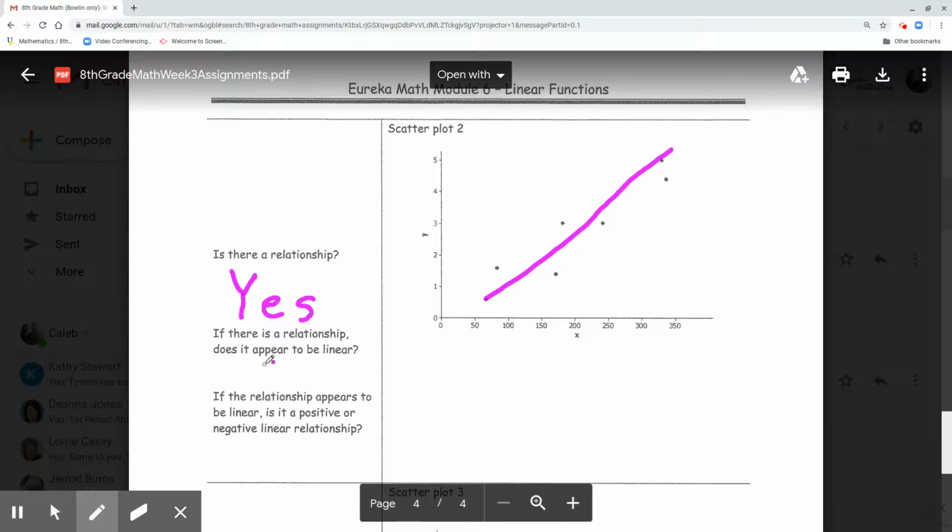And then it says, if there is a relationship, does it appear to be linear? Well, if I feel like I can draw a line through it and everything's close together, then yes, I'm going to say this is linear. And then our last question, we want to determine whether we think if when it's linear, if it's negative or positive. Since all of the points on the far left are lower than all the points on the far right, I would say this is a positive relationship.